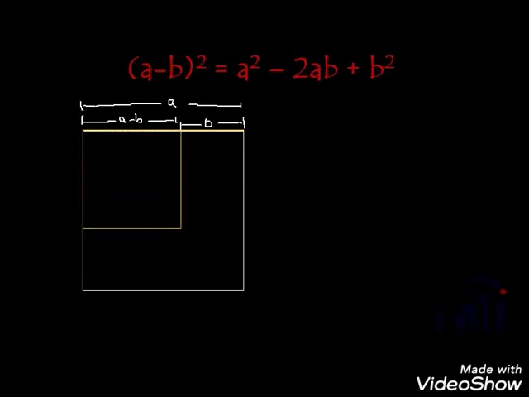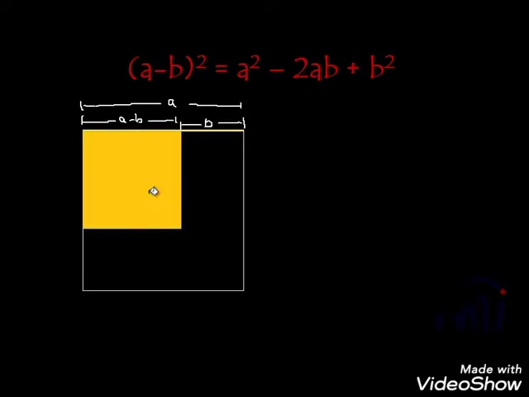Yes. So this is a square which I was talking about. This is a square whose one dimension is a minus b. This much is a minus b. Since the bigger square is of the dimension a by a, the remaining will be b, right? And the area of this yellow square will be a minus b whole square, right?